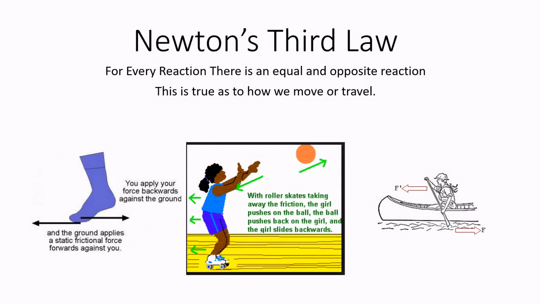Newton's third law: for every action there is an equal and opposite reaction. General movement requires an object to push off another, such as when we walk, the foot pushes off the ground.